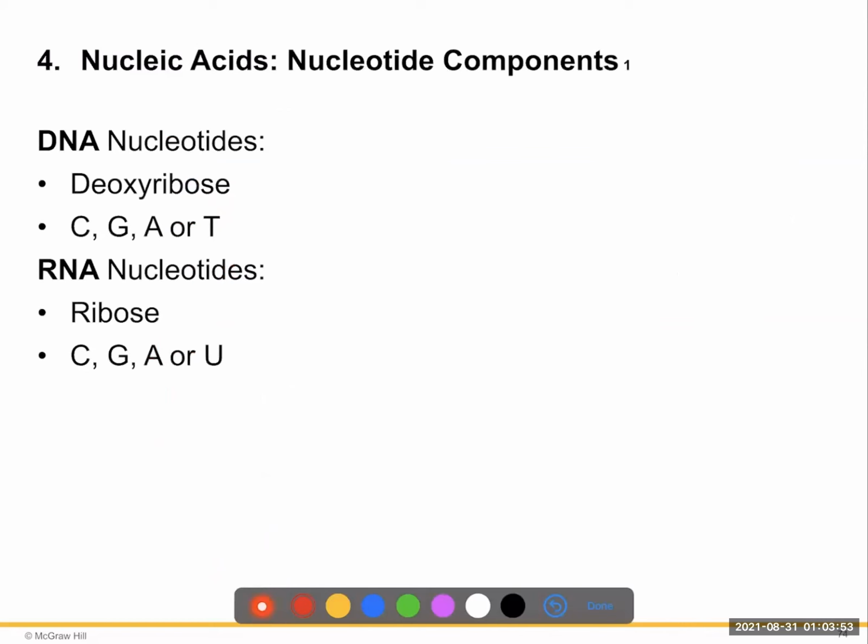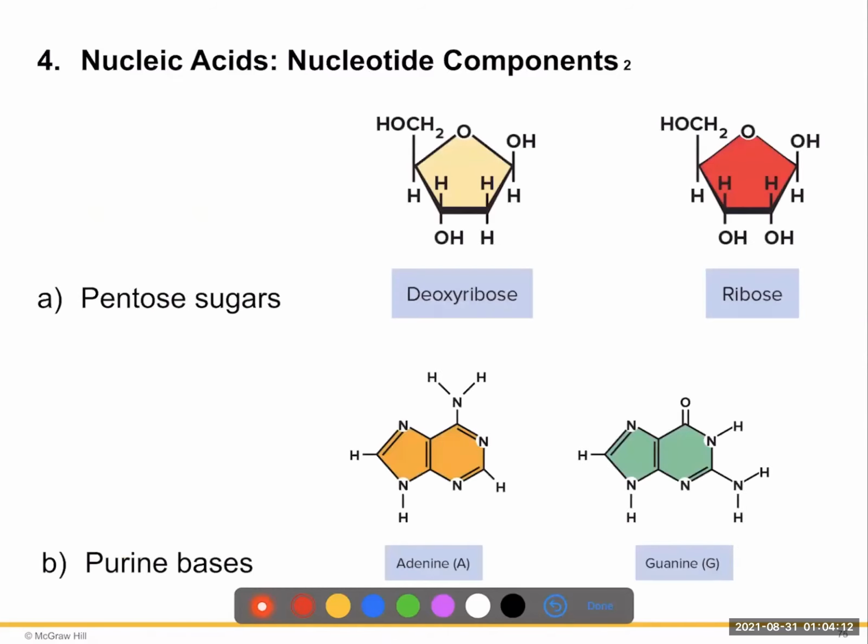Okay, so deoxyribose. Deoxyribose means it's missing an oxygen at the number 5 position. We'll show that in just some pictures here too. Cytosine, guanine, thymine. The sugar is deoxyribose for DNA and it's ribose for RNA. And again, you have uracil instead of thymine. Okay, so here's your deoxy, here's your ribose.